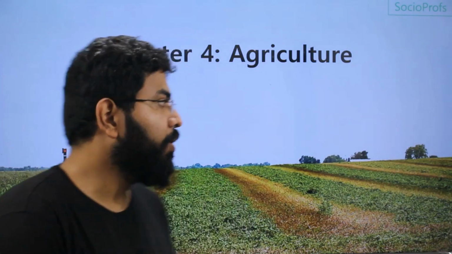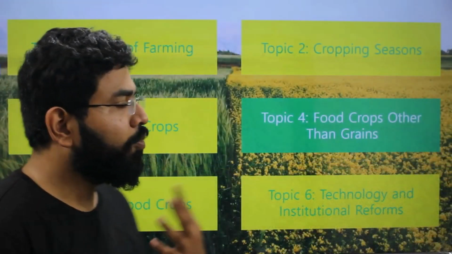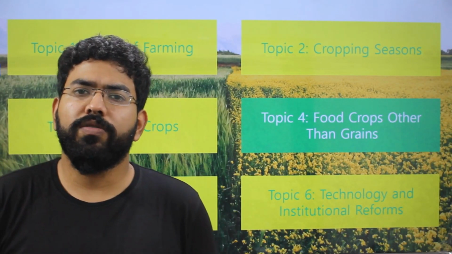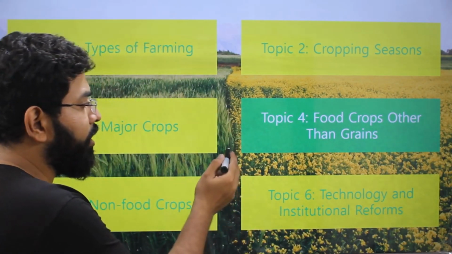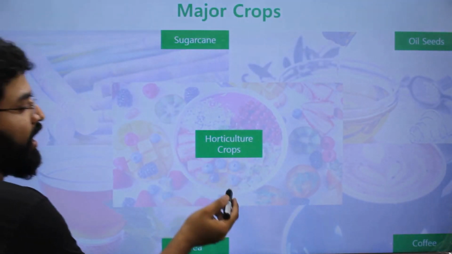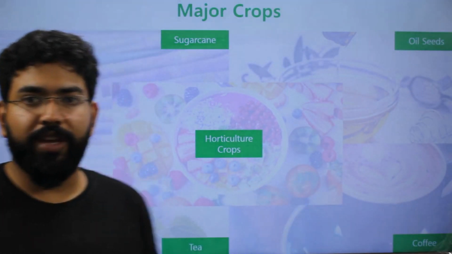Welcome to Horticulture Crops. This is the fourth video on the chapter Agriculture. In this video, we'll be discussing some more food crops other than those we had already discussed, like rice and wheat. We'll be discussing some more important crops like sugarcane. Then we'll be discussing our horticulture crops, tea and coffee.